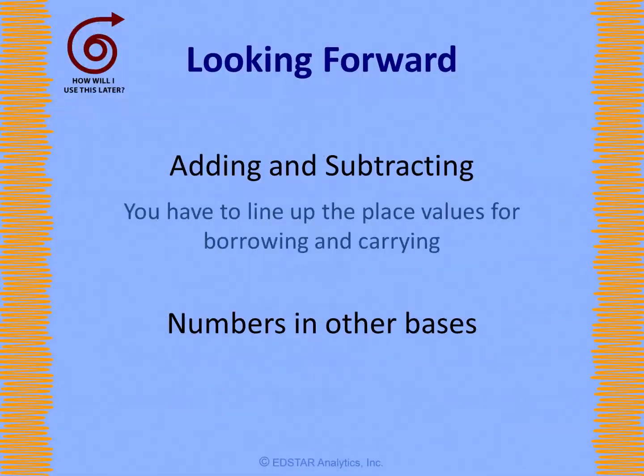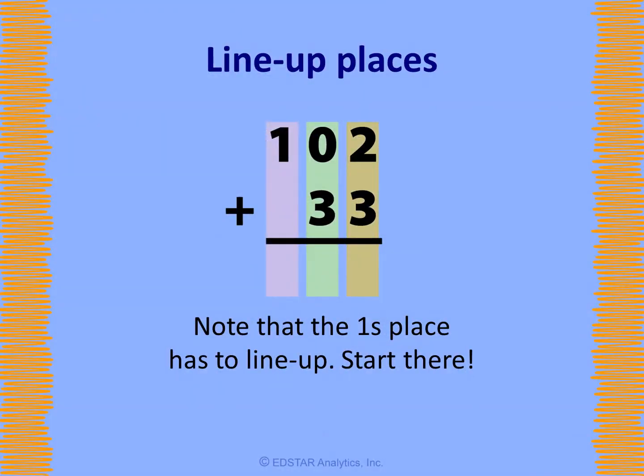Students may ask you, looking forward, how am I going to use this later? There's a lot of good answers to that question. They're going to learn to add and subtract by lining up the different place values. They're going to regroup. We don't call it borrowing anymore. I did write borrowing there, but they changed it to regrouping because borrowing has the context of you're going to give something back. That confuses the kids. So we regroup, we carry.